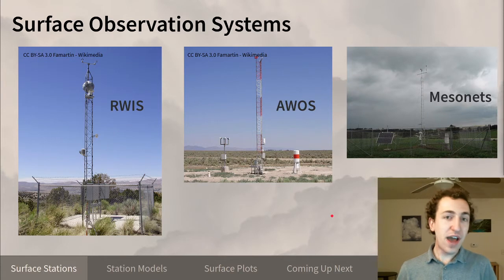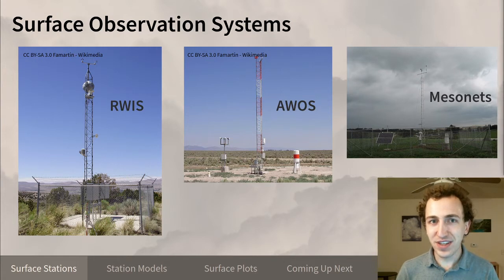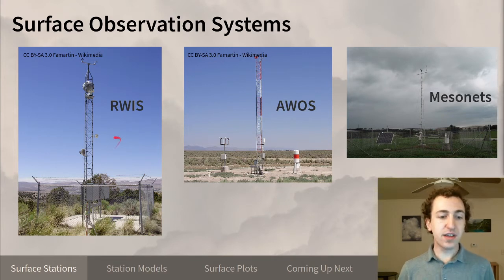So we also have other kinds of surface observation systems that are used in detailed meteorological analyses. Over here we have RWIS. This is our roadway weather systems. And these are the kinds that you'll see alongside the highway when you're driving.